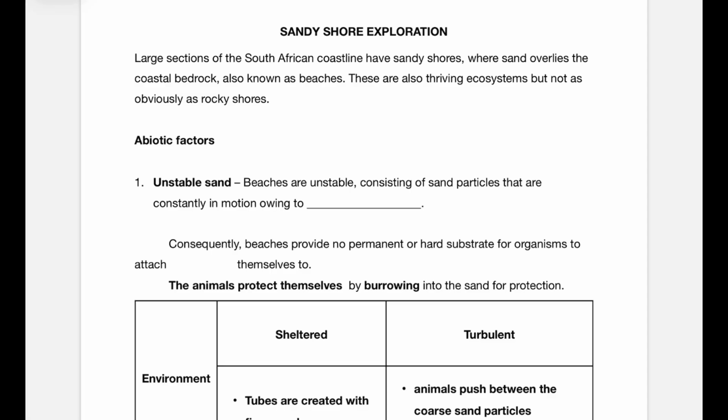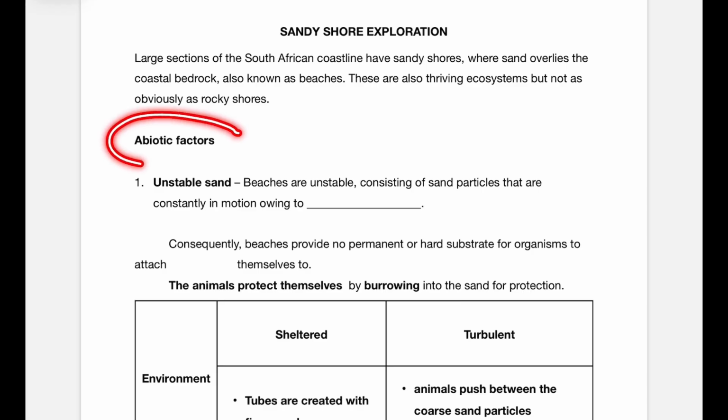It says here, large sections of the South African coastline have sandy shores where sand overlies the coastal bedrock, also known as beaches. These shores are also thriving ecosystems, but not as obviously as rocky shores. We spoke about that in class. They are thriving. We can't see all the animals because the animals are in the sand.